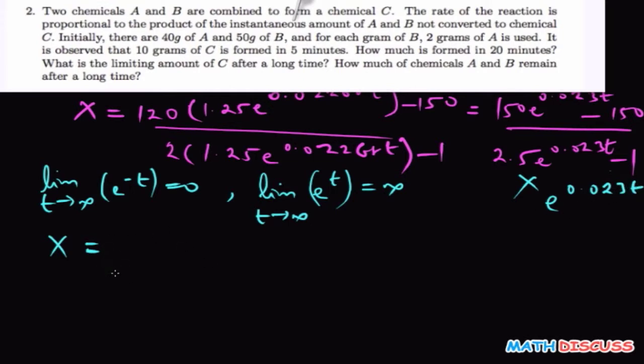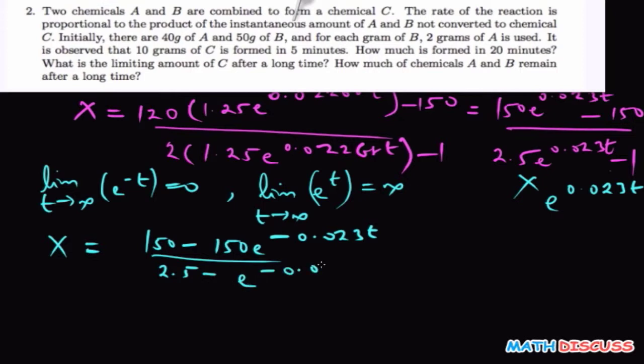So on multiplying both sides by that, what you'd have is 150 minus 150 e to the power negative 0.23t, divided by 2.5 minus e to the power negative 0.23t. So that's what you have for that.